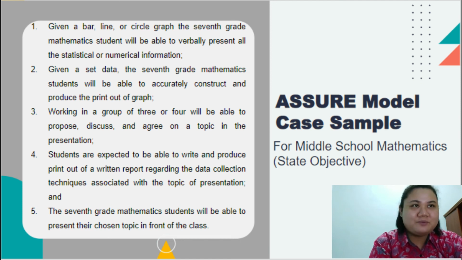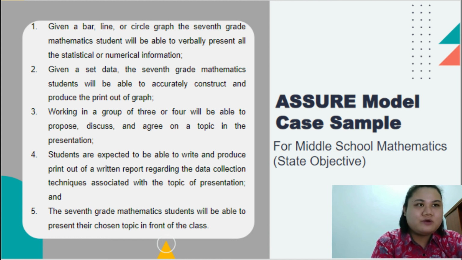First, given a bar, line, or circle graph, the 7th grade mathematics student will be able to verbally present all the statistical or numerical information shown on the graph with 100% accuracy. Second, given a set of data, the 7th grade mathematics student will be able to accurately construct and produce a printout of a bar, line, or circle graph using AppleWorks software according to established criteria.